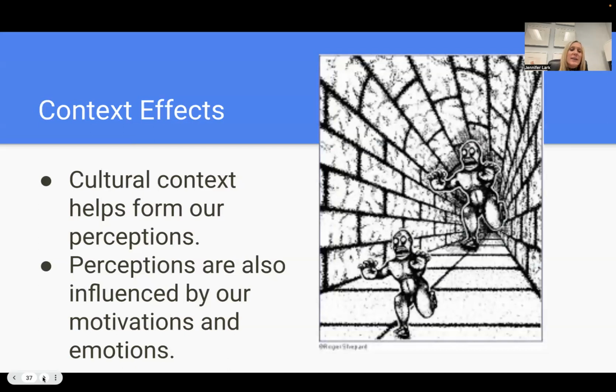Okay, context effects. This refers to the idea that cultural context helps form our perceptions, and our perceptions are also influenced by our motivations and emotions. Depending on what's happened to you in the past, you might view this picture as a horrifying scene of some giant guy chasing a smaller guy. Or you might be like, that looks like a fun game of tag. I'm going to hop in. There's also some interesting examples related to culture indicated for you in your notebook related to this as well.